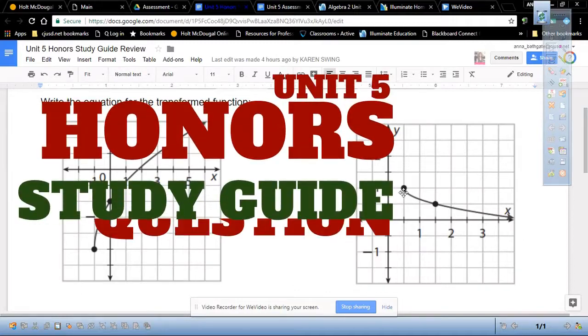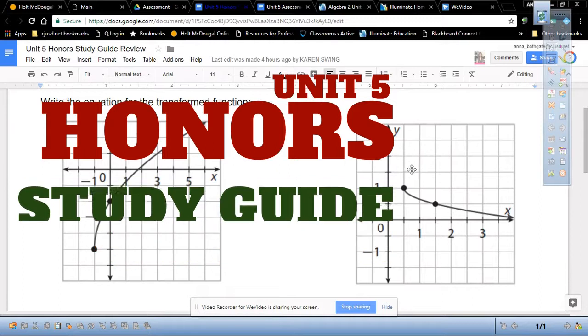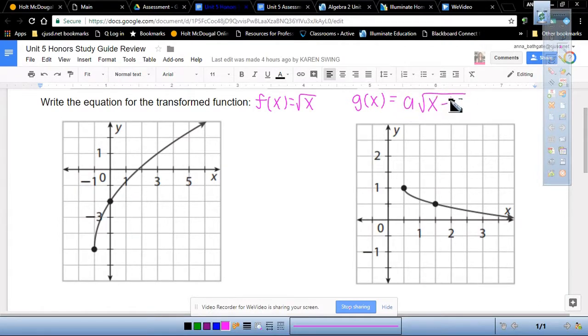Okay, today we're going to be going over how to write the equation of a transform function. This is for the Unit 5 Honors Study Guide review question. So first thing you have to do is figure out what shape we are talking about. If we look at this shape, whenever we have this restricted domain with the starting point and the curve, this is a parent function of the square root of x. So its transform function will be of the form a square root of x minus h plus k.